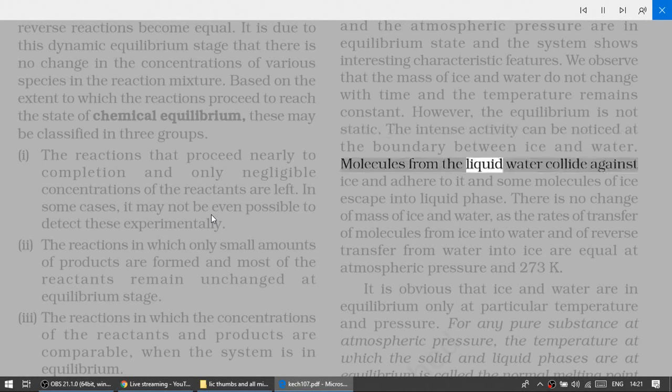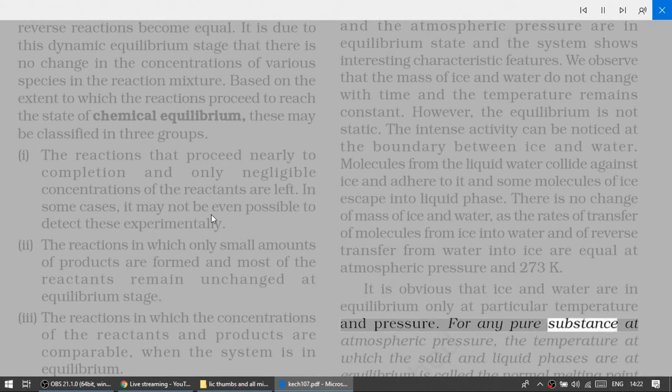The intense activity can be noticed at the boundary between ice and water. Molecules from the liquid water collide against ice and adhere to it, and some molecules of ice escape into liquid phase. There is no change of mass of ice and water, as the rates of transfer of molecules from ice into water and of reverse transfer from water into ice are equal at atmospheric pressure and 273 K. It is obvious that ice and water are in equilibrium only at particular temperature and pressure.